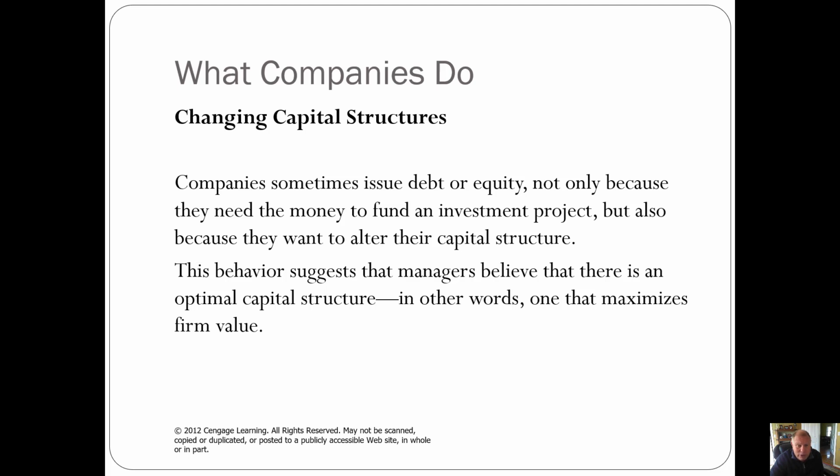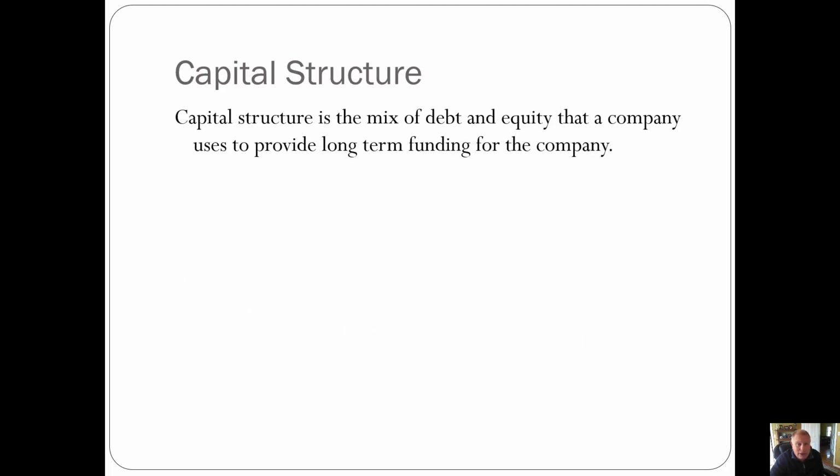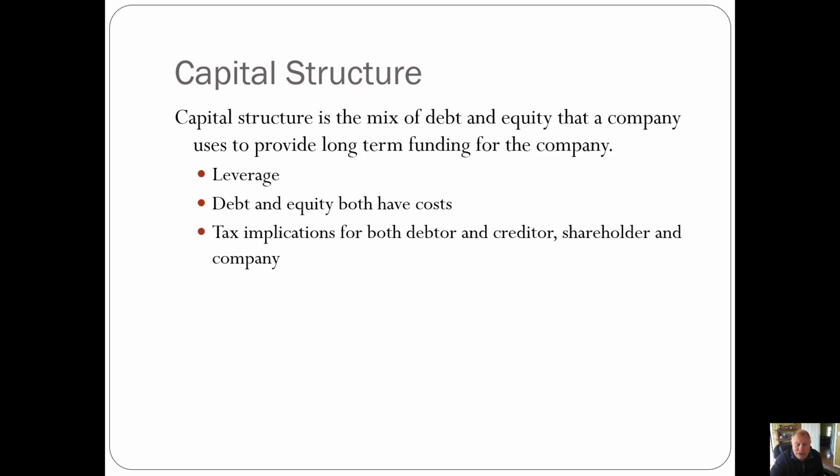Now it can work the other way just as clearly. So it's a mix. Capital structure is that mix of debt and equity that a company uses to provide funding for the future. Takes into account leverage. Both have costs. Debt and equity both have costs. Equity is not free. There's tax implications for both the debtor and the creditor, shareholder and company. Then we have, do you pay dividends? Do you do stock buybacks? All of this comes into play with the capital structure.